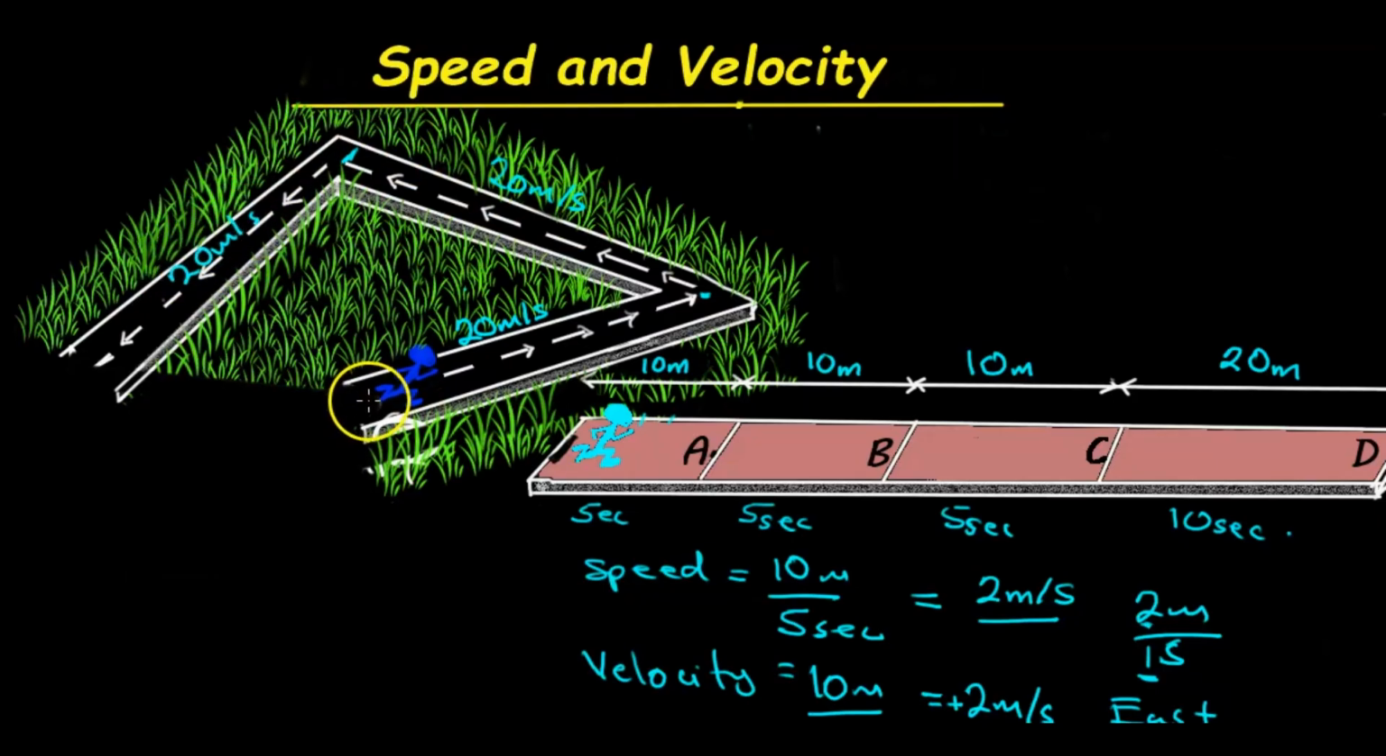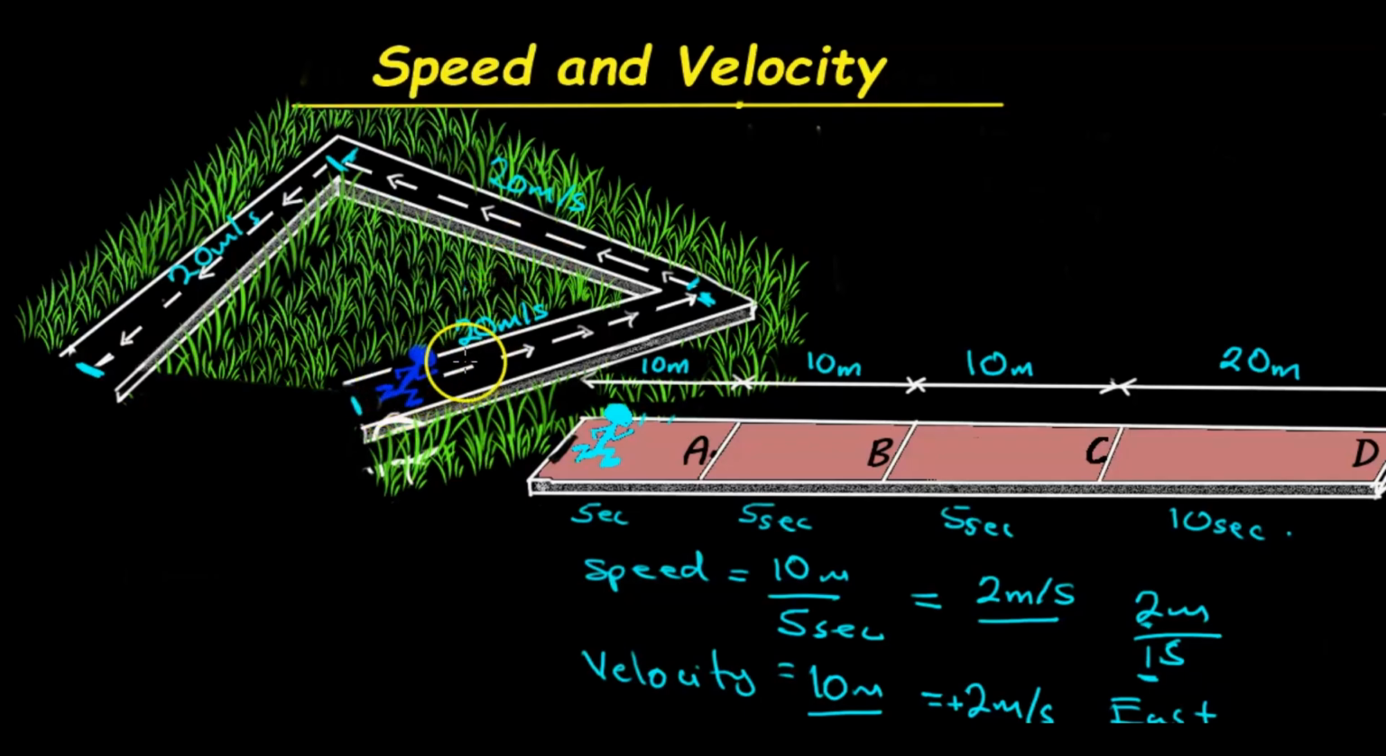Now we say that the speed with which Mr. Blue travels from here to here is the same speed with which he travels from here to there, and is the same speed he travels from this point to that point. The reason being that for speed, direction is not important.